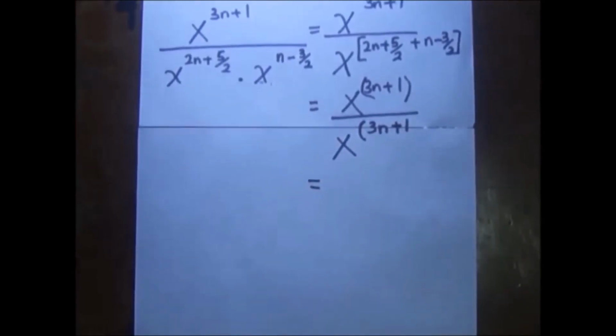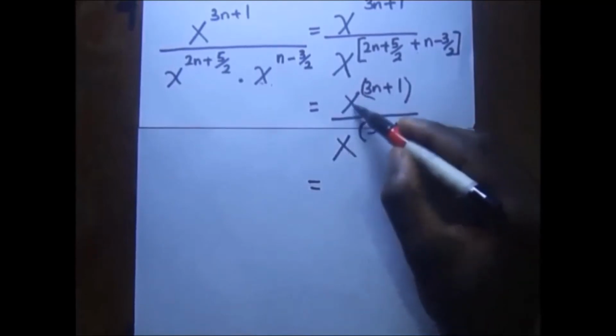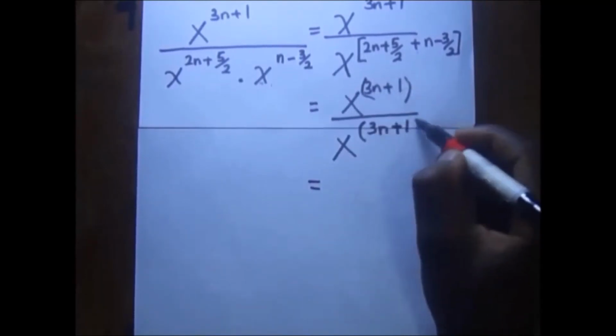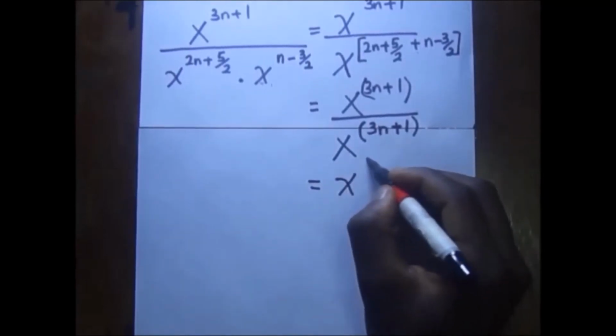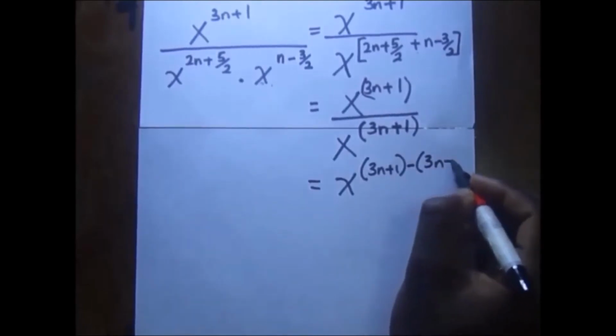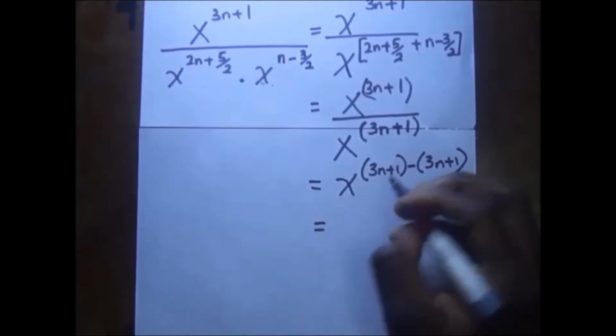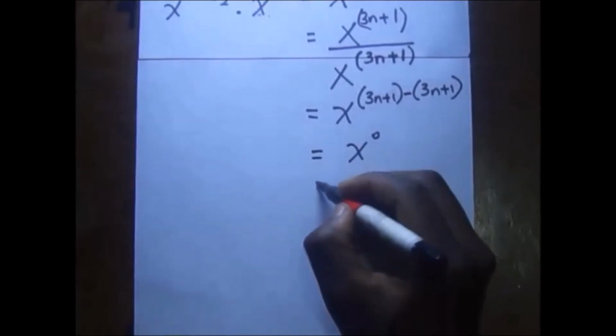So now we have x to the power 3n plus 1 over x to the power 3n plus 1. It's the same base, so we subtract the powers according to the law of indices. So this is going to be x to the power 3n plus 1 minus 3n plus 1, which gives us x to the power 0. And any number to the power 0 is always equal to 1. So the answer here is 1, and that's our answer. Let's do the last example.